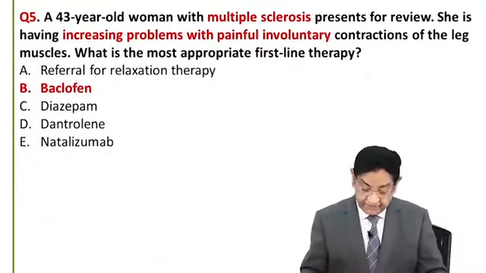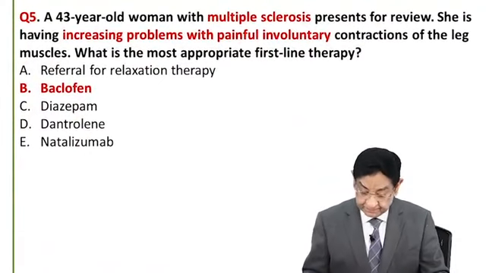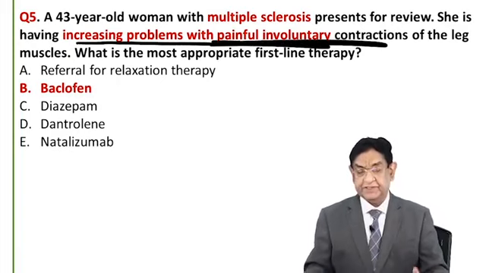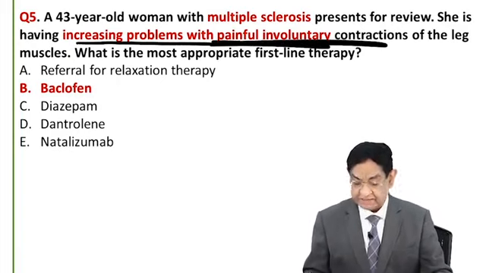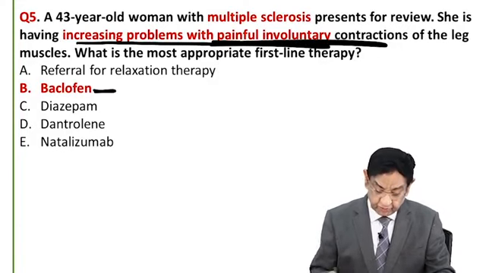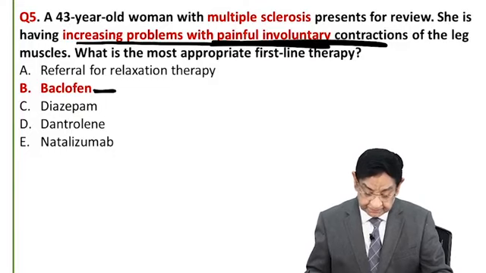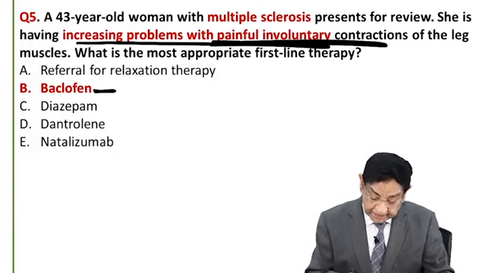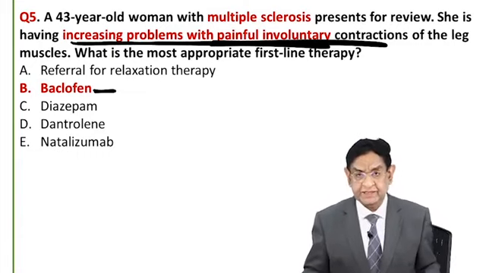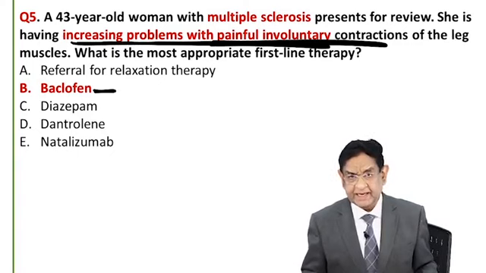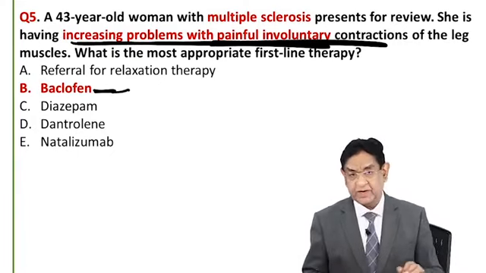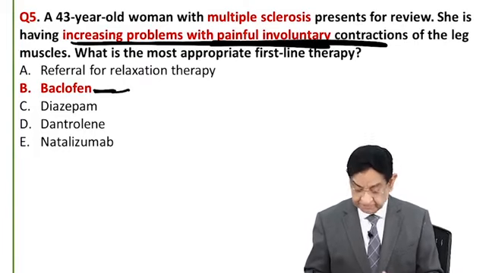Question number 5. We have a multiple sclerosis patient with increasing problem of painful involuntary contraction, which is a big problem that can occur in these patients. So what therapy can we give? Answer is baclofen. Remember, he has increasing painful involuntary movement. We urgently need something which can take care of the muscle spasm. And baclofen is a wonderful drug to use in muscle spasm in these patients.